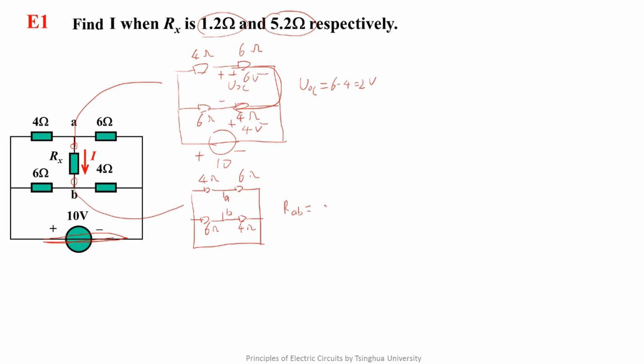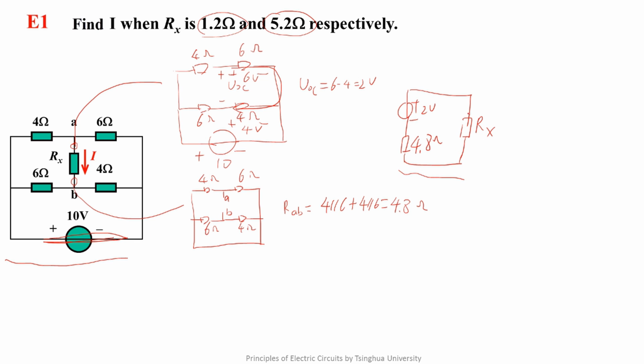It's the serial connection of two parallel connections of 4 ohms and 6 ohms. The input resistance is 4.8 ohms. Thus, we get the corresponding Thevenin equivalent circuit, including a 2 volts voltage source, a 4.8 ohms resistor, and the resistor Rx. We need to emphasize the relativity of the equivalence again. Only the branch variables of Rx are unchanged between the two circuits, and other branch variables are changed.